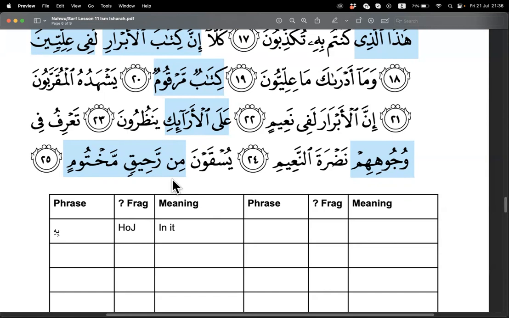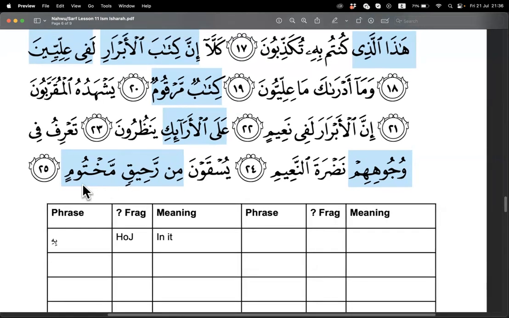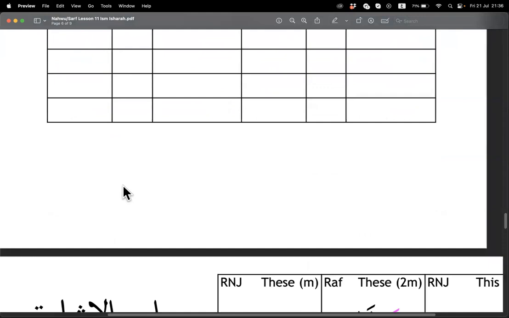Min is half of jar. Rohiqin is the majrur and makhtumin is mausuf sifah. Good. Because again, this is not light, so it cannot be idafah. Good. Alhamdulillah. Okay.